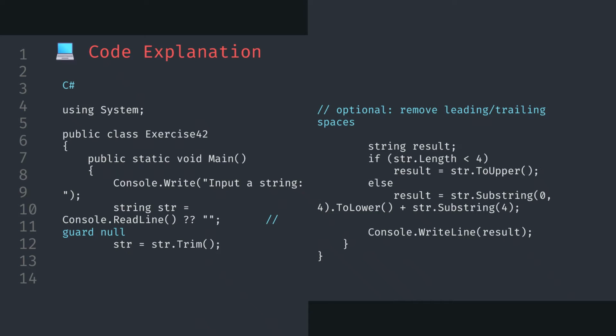Here's a clean, straightforward solution. We read input and replace null with an empty string to avoid exceptions. Trim is optional, but makes the program friendlier by ignoring accidental leading or trailing spaces. If the length is under 4, we call ToUpper on the whole string. Otherwise, we build the result by lowercasing the first 4 characters and appending the remainder untouched. This keeps the logic simple and readable.